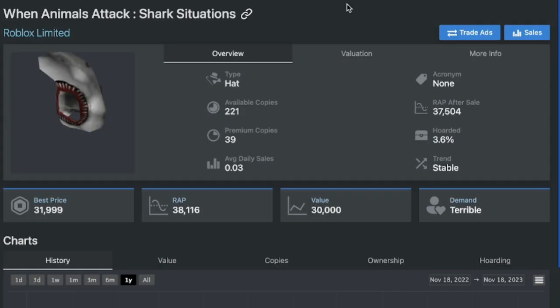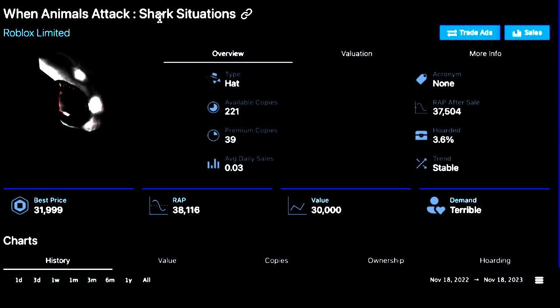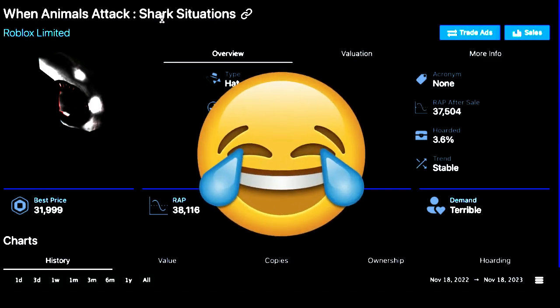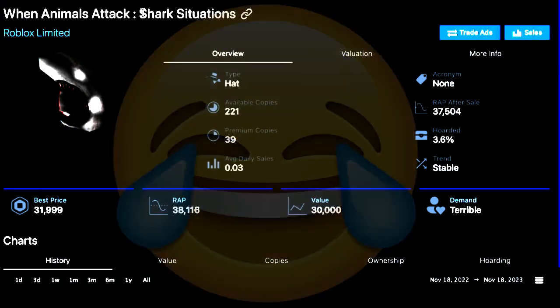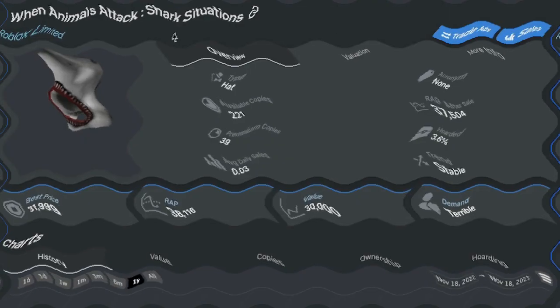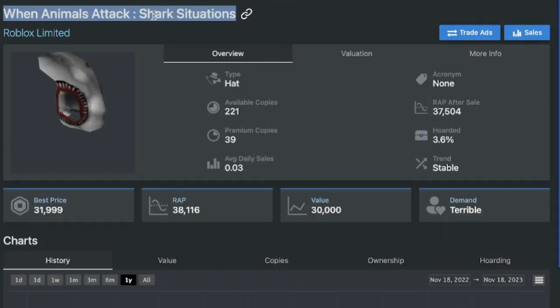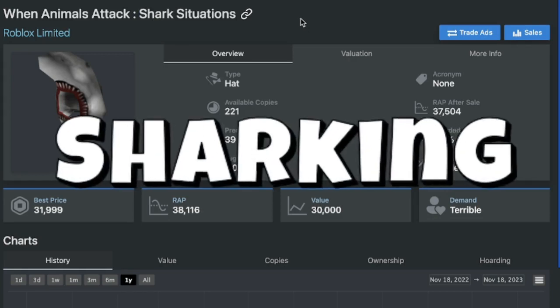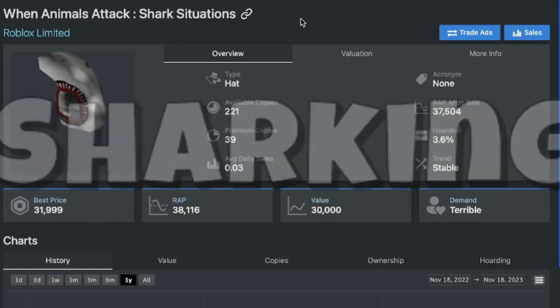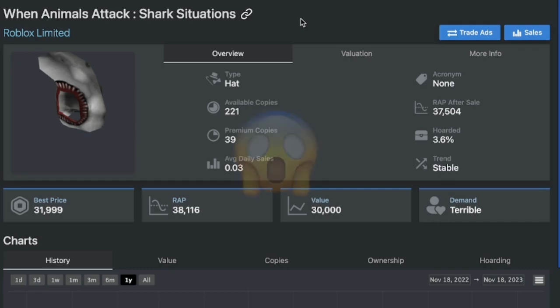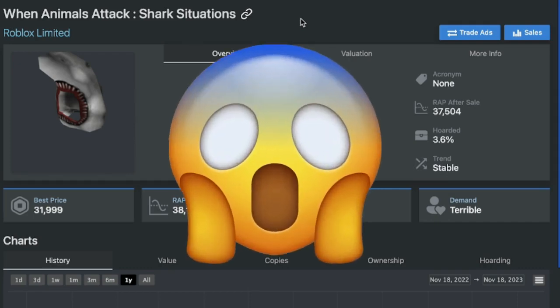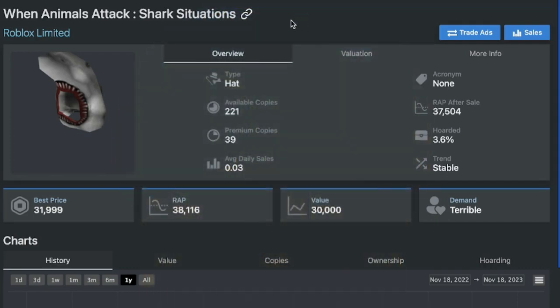Alright guys, and the final thing I want to talk about in this video is sharking. Now, it's a little bit ironic because I pulled up an item called Shark Situations, but I'm telling you right now, the name of this item has nothing to do with sharking. Well, slightly, but I didn't pick this item simply because it has the word shark in it. But sharking is a very simple concept on Roblox. Now, as of like 2023, I believe sharking is a bannable offense in Trade Hangout and in Rolimons as well, because, you know, sharking is a pretty sinister way to gain value.